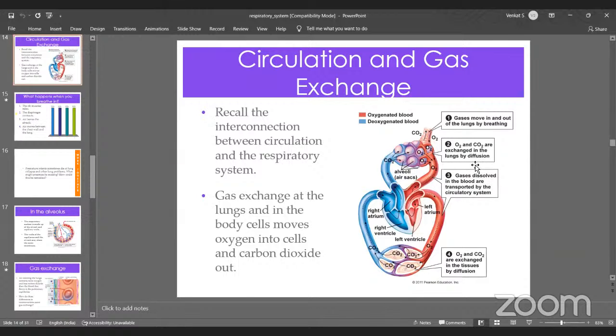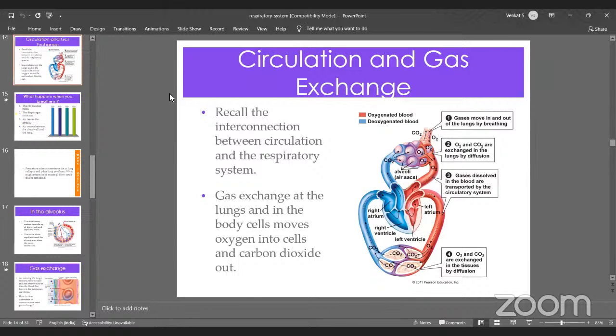The diffusion mechanism means the gases are exchanged during this particular movement. Then gases are dissolved in the blood or transported by the circulatory system. The circulatory system reaches the internal organs and the target places. So the blood is mainly the vehicle for transporting gases.